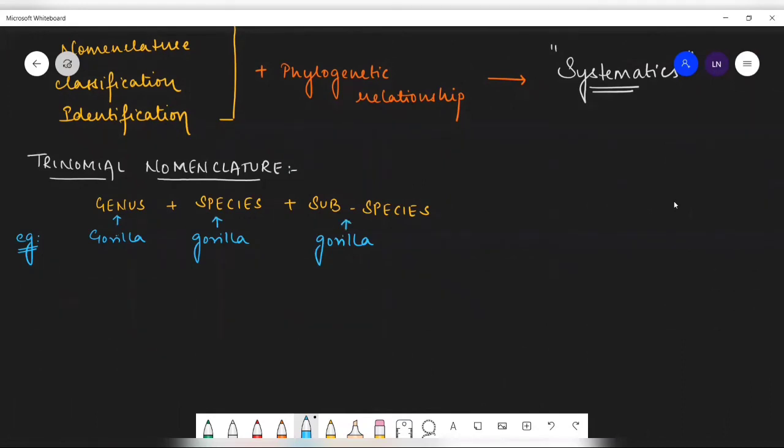Now, if you want, you can take one more example, which is Corvus splendens splendens. So it is genus, species, subspecies. Clear? Now, who gave this concept of trinomial nomenclature? It was given by Lamarck.